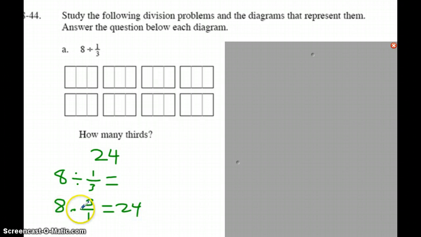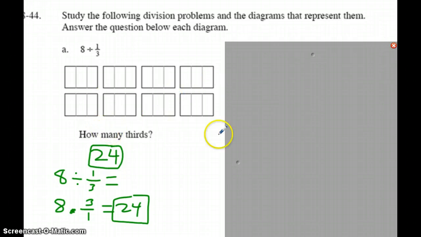Okay, so the drop, flip, switch method is just kind of a shortcut, but it doesn't really help you understand what the concept is. This diagram does a really good job of showing you the actual concept. We have 8 rectangles, and we've split each of those into thirds, and then we just count the amount of thirds there are. So 24 would be the answer to that problem. 44a.